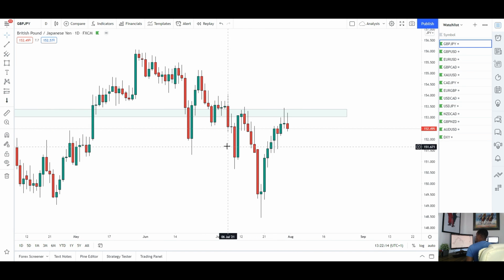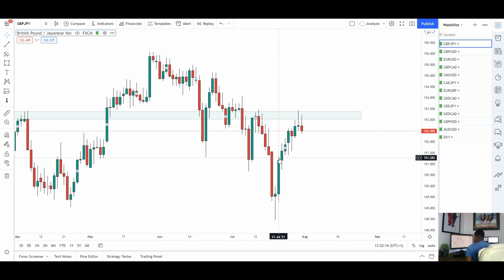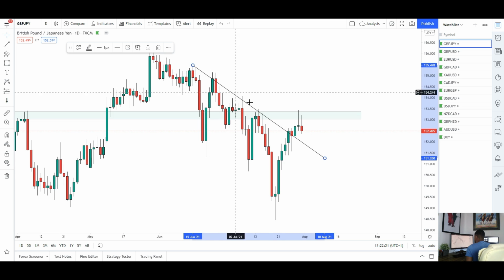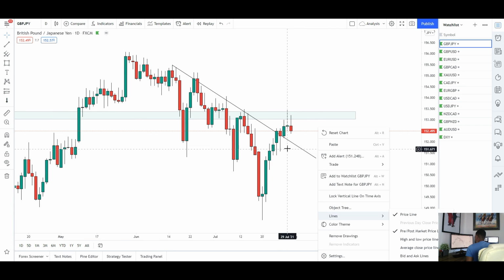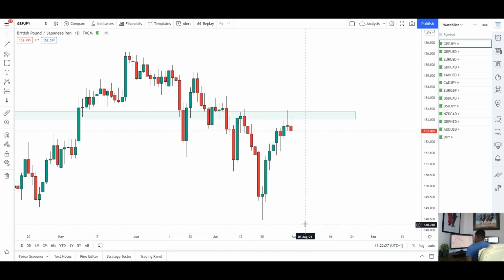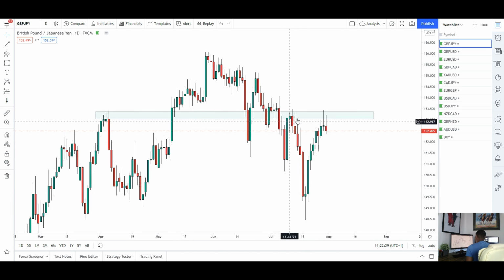So overall, pound JPY is still bearish for me. It did break through this trend line here in the market. As you can see, just connecting those wicks there, it did break through. So it is showing us signs that potentially the market might want to turn bullish in the near future. But right now, the market is still bearish.